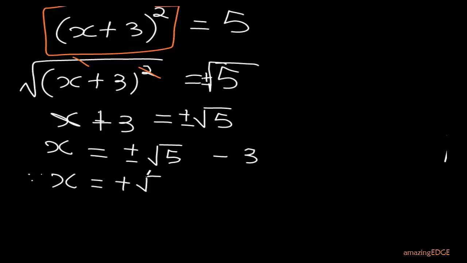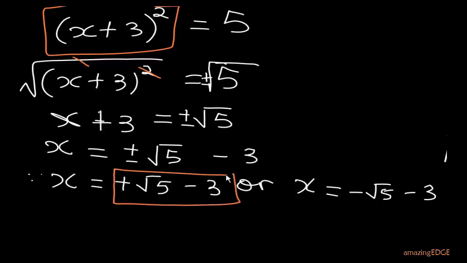So plus square root of 5, minus 3. Or you go for the second part, where I want to split the plus and the minus. So I have minus here, and the other one becomes minus square root of 5, minus 3. These are two different values. So this is a value, and this one is another value.